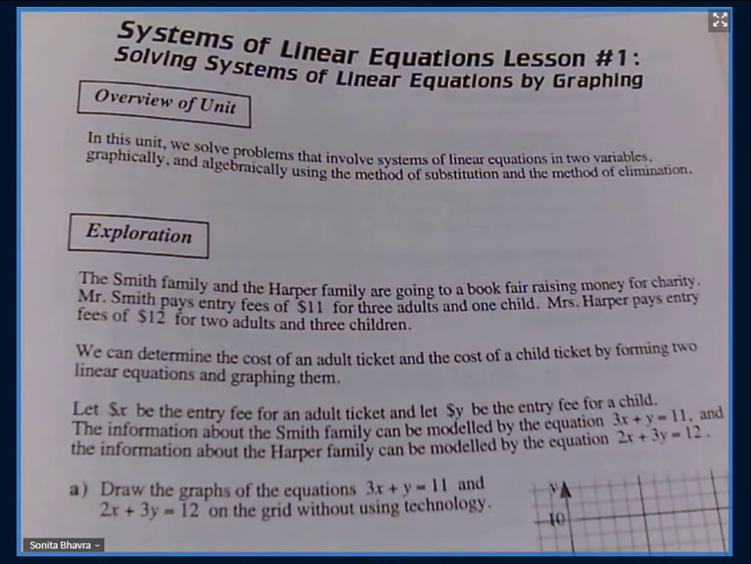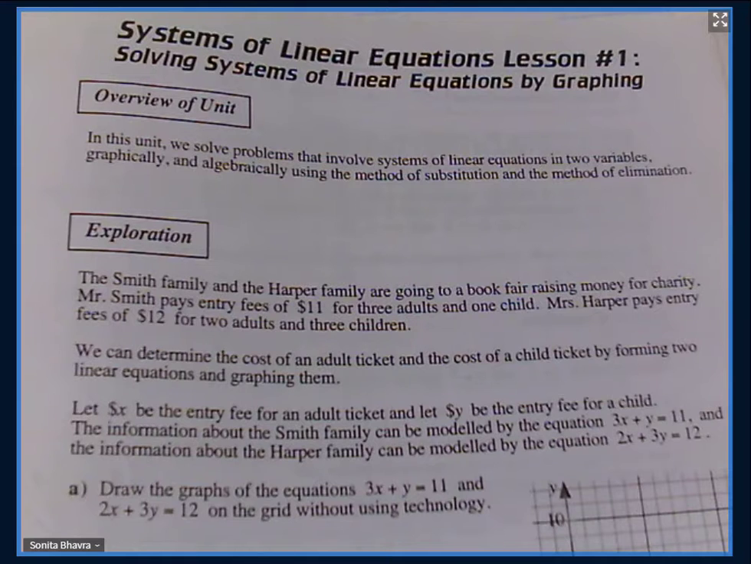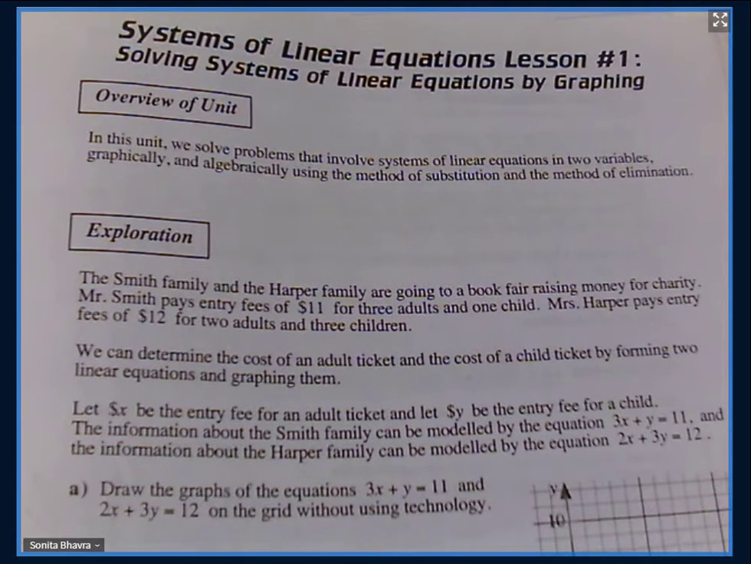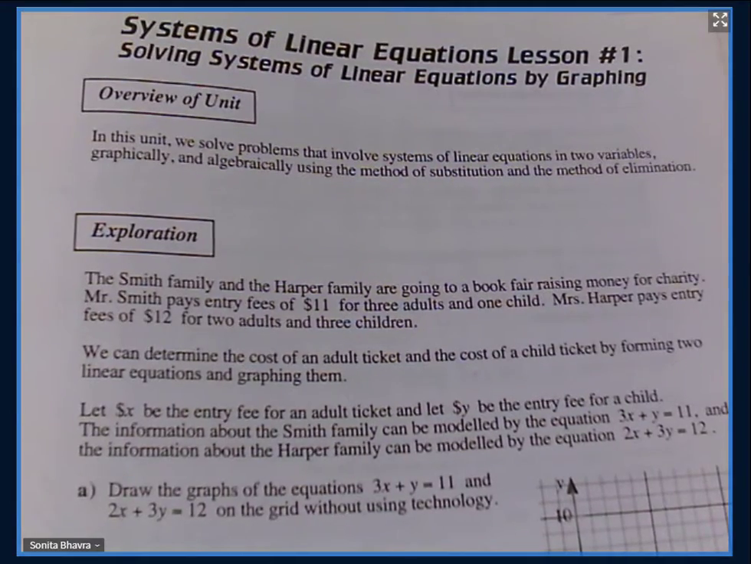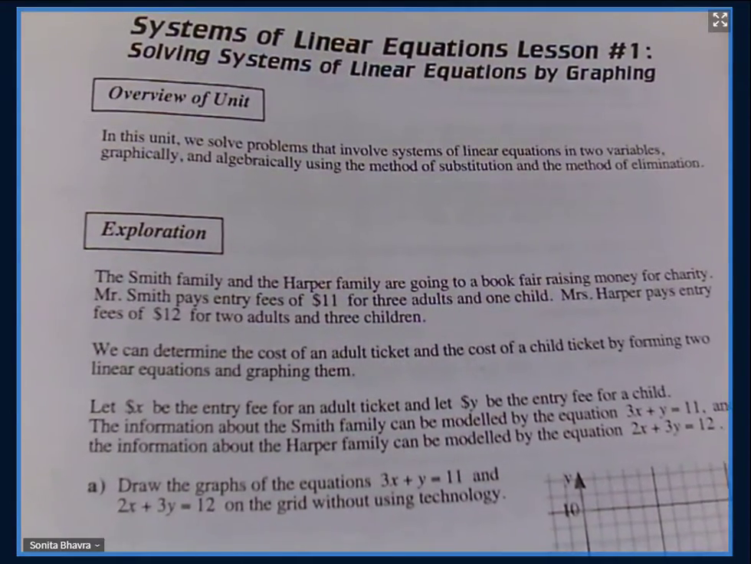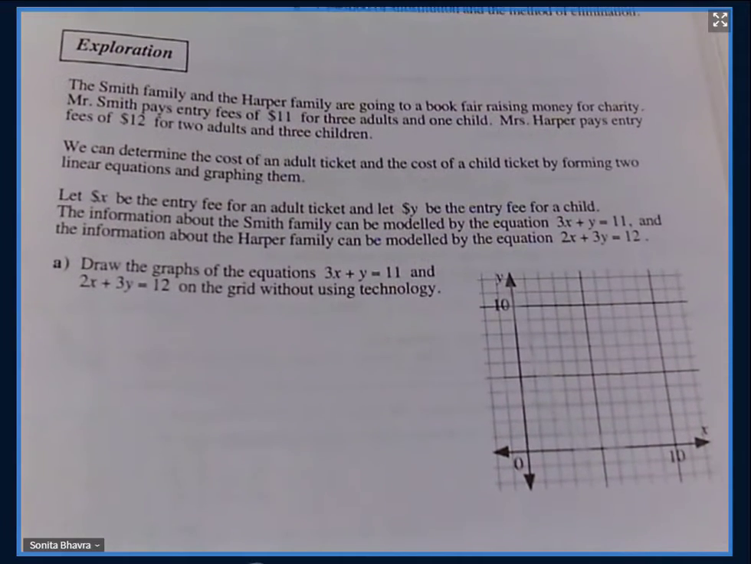All right, so our lesson today, we're looking at solving systems of linear equations. Today we're going to focus on solving them by graphing. So basically these next few lessons, we'll be looking at linear equations. We're still looking at lines, but we'll be looking at two lines and what it means when we see two lines intersecting. So let's take a look at our first example here.